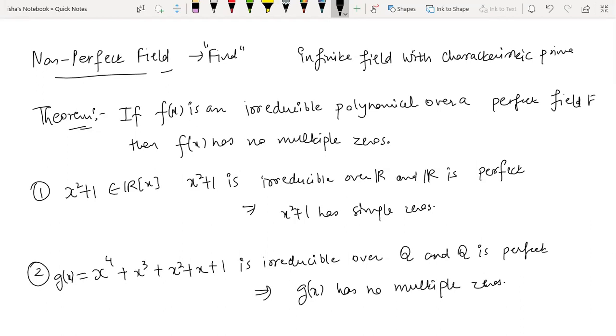Now can anybody tell me why this is irreducible? You have done irreducibility tests and everything. So why will it be irreducible? From which test?